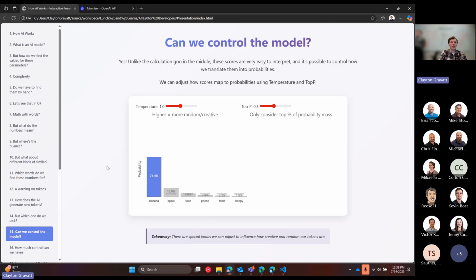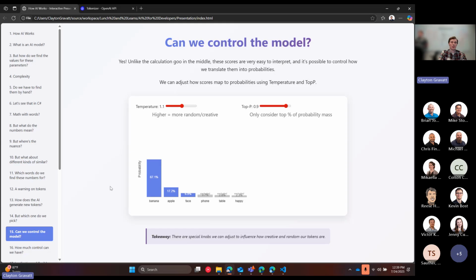All right. Any immediate questions on these two, top P and temperature? Does this make sense? Kelsey, does this make sense? Okay, let's move on.